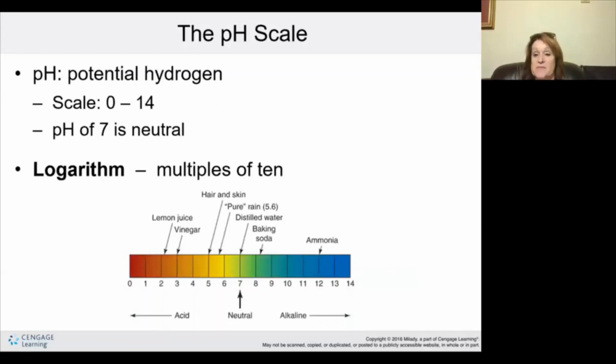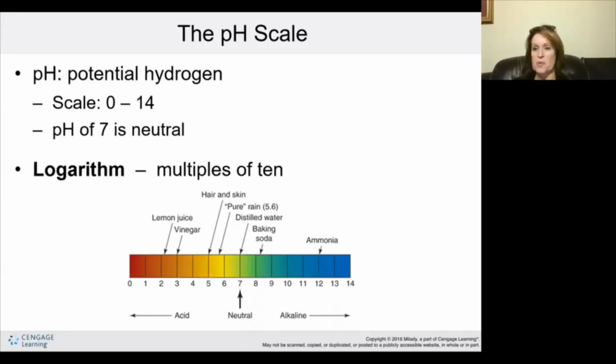The pH scale. The abbreviation used for potential hydrogen is, of course, pH, a measure of the acidity and alkalinity of a substance. That's what the pH is. It measures the acidity and the alkalinity of a substance. A scale of 0 to 14 indicates a neutral solution. Okay, so why is this important?